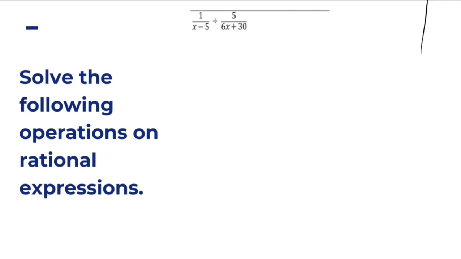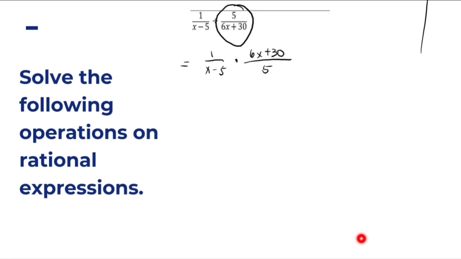For division, let's have 1 all over x minus 5 divided by 5 over 6x plus 30. So first, we find the reciprocal of our divisor. So our divisor is 5 over 6x plus 30. So we'll just interchange their positions. So copy the first rational expression, 1 over x minus 5. And then from division, you'll have multiplication times 6x plus 30 over 5.